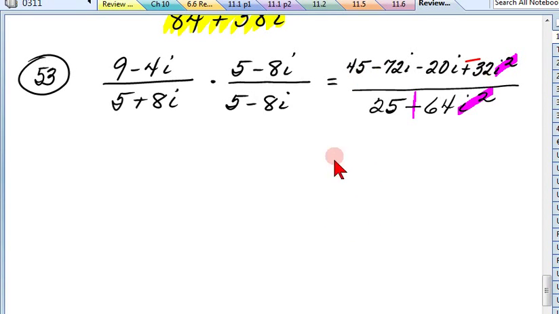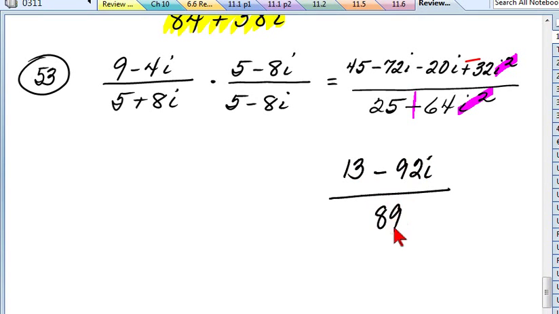45 minus 32 in most universes would be 13. I was in an alternate universe for just a moment. Minus 92i all over, and did I have this number right? 89, and maybe I'll just quit while I'm ahead on that one. You could break it into its two components if you wanted to.